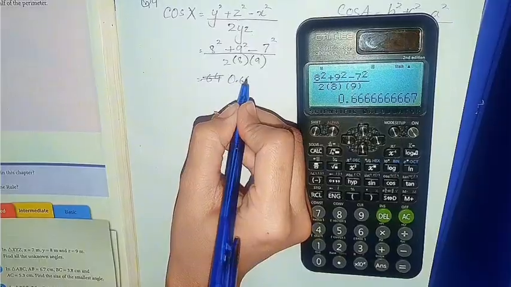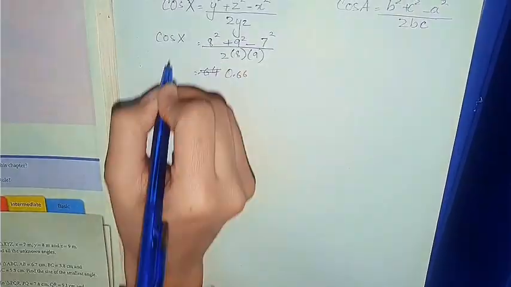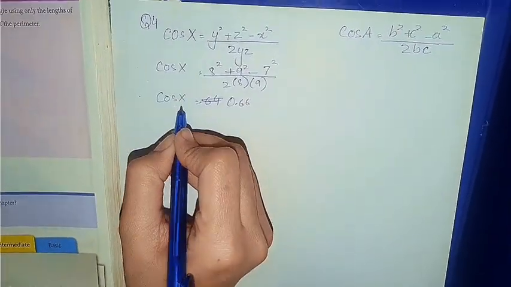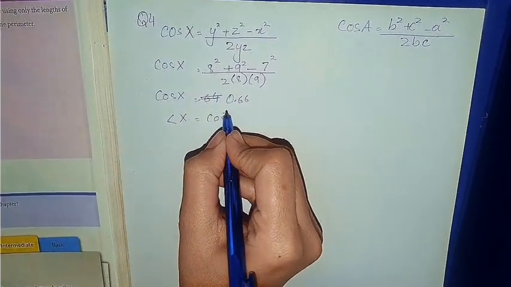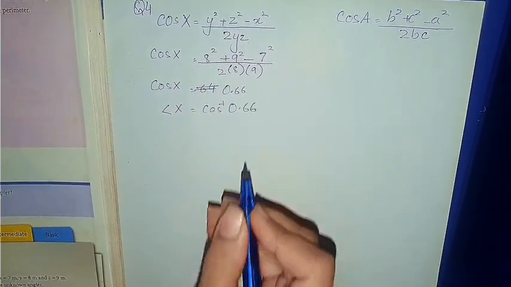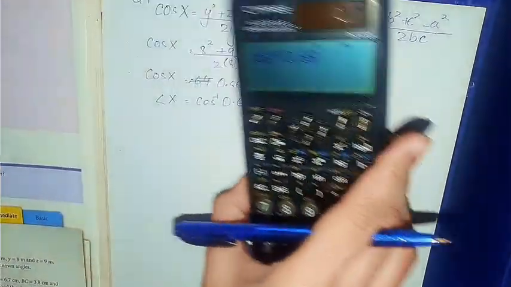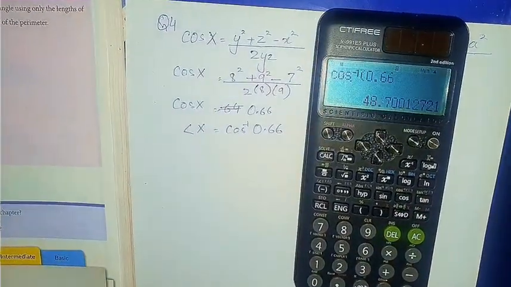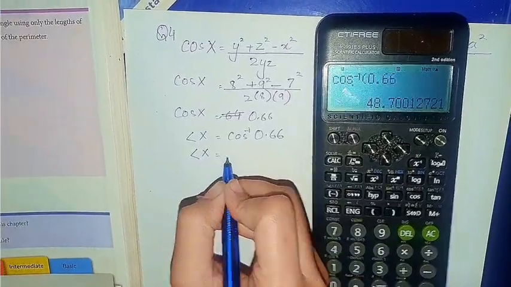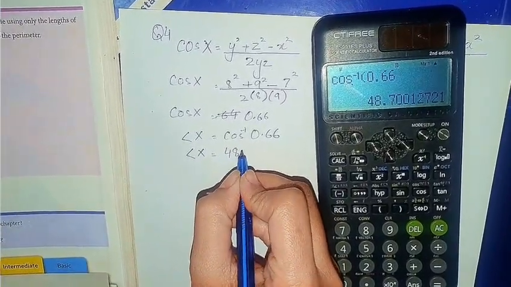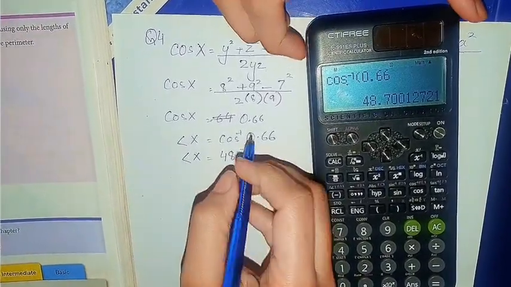0.66. Cos X is 0.66, and in order to find out angle X, it is equal to cos inverse 0.66. Now again use your calculator, press shift, then cos 0.66, so this is equal to 48.7. Angle X is equal to 48.7. We have found out one angle.